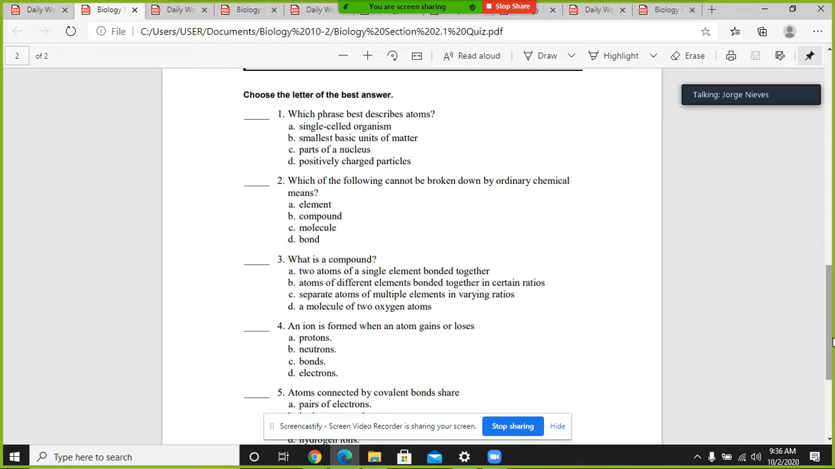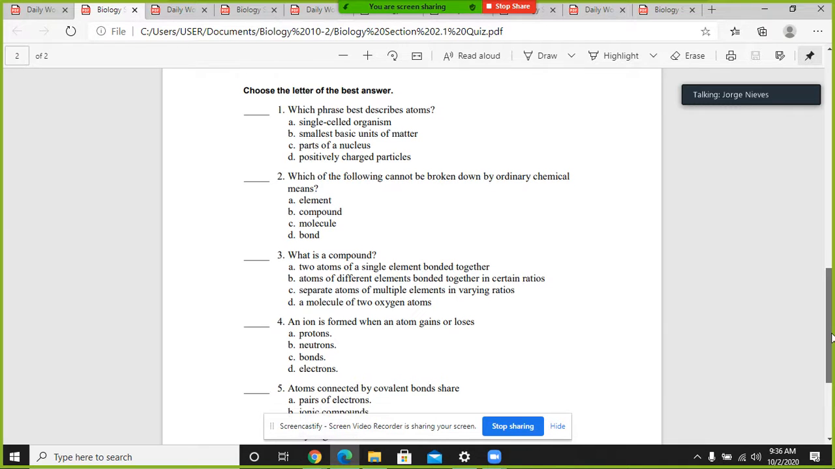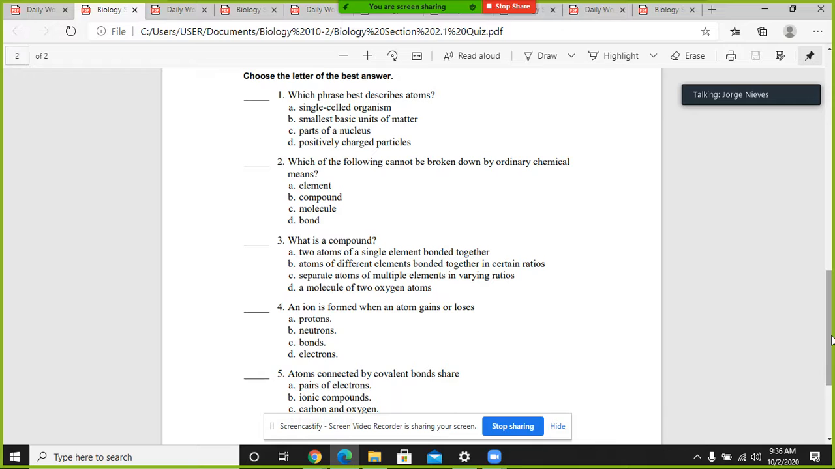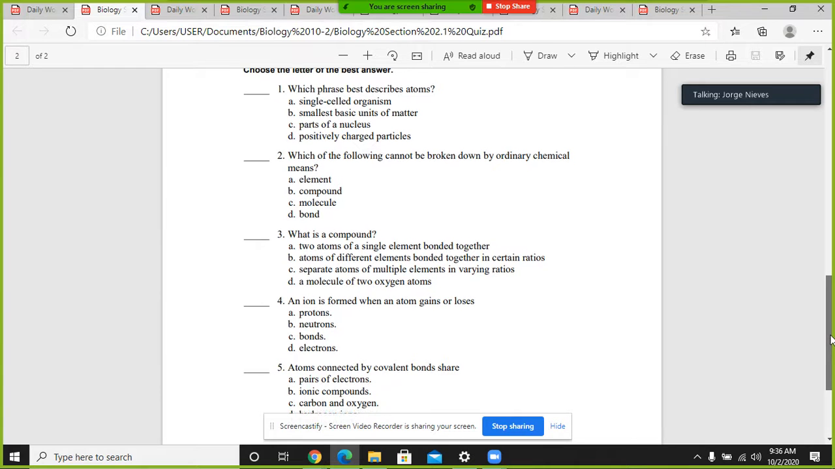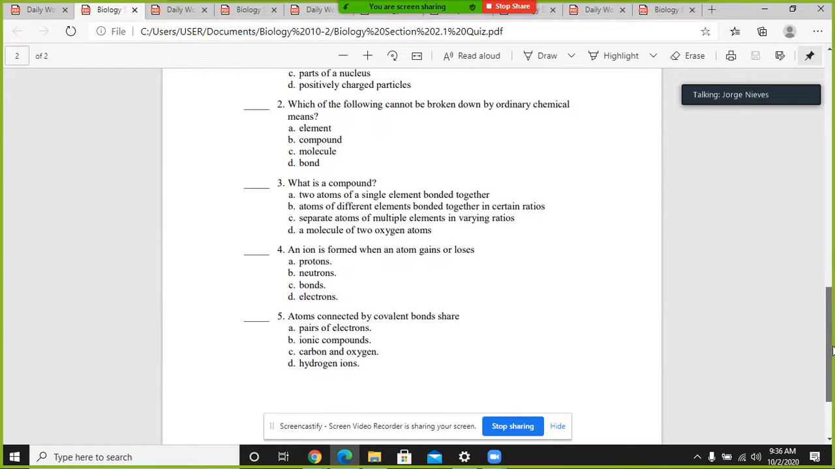The second one is, which of the following cannot be broken down by ordinary chemical means? The answer there is an element. If we talk about an element, it cannot be broken down. For example, hydrogen is an element that cannot be broken down by ordinary chemical means. So that's the second multiple choice.